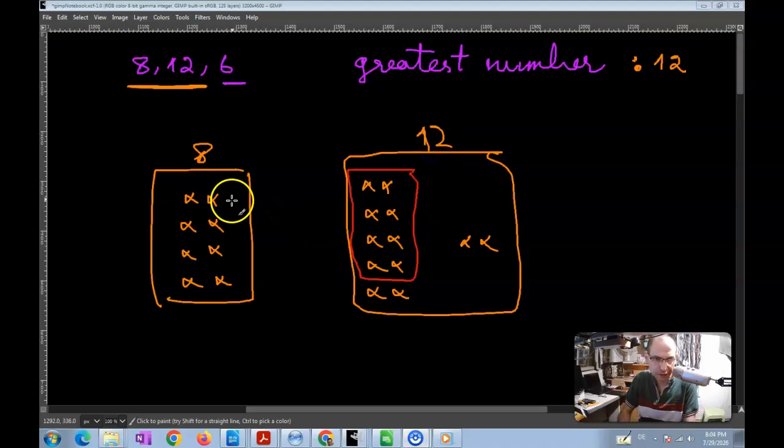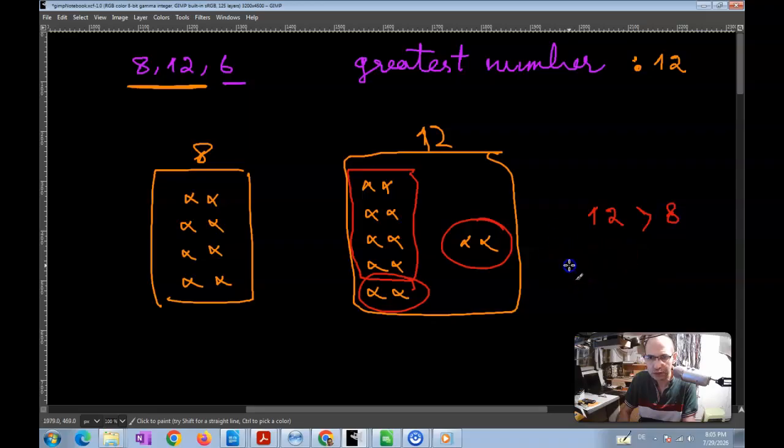So this is 12, and then we wanted to compare. I said that I have 8 beads over here, so these are my 8 beads, and it seems that this number has 4 beads more than this number. Based on the fact that it has 4 beads more than this number, I can say that 12 is greater than 8. Or I can say that 12 is the same as 8 plus 4 more beads, right? So I can write this mathematically as a general statement.